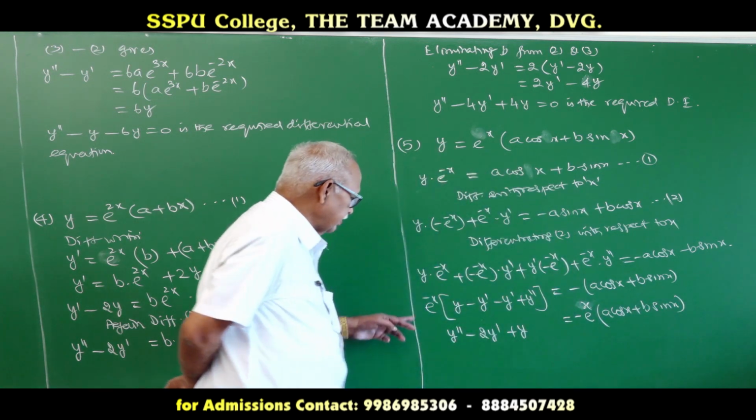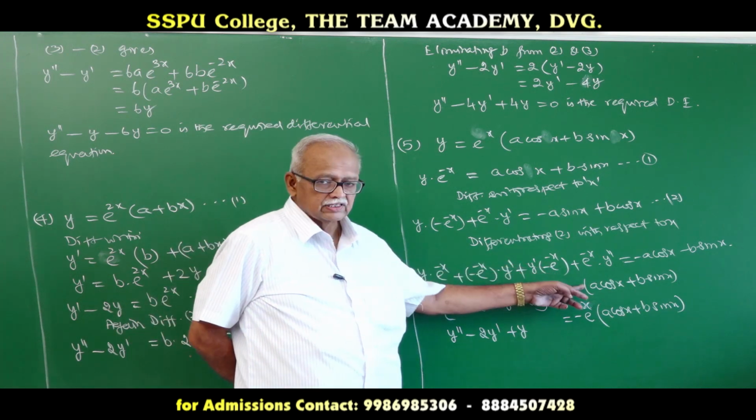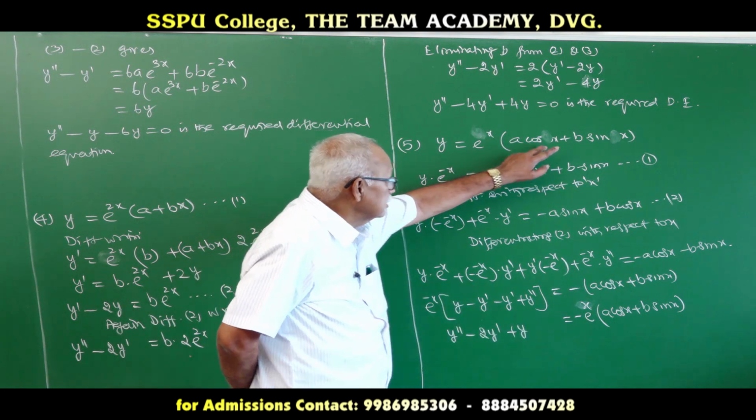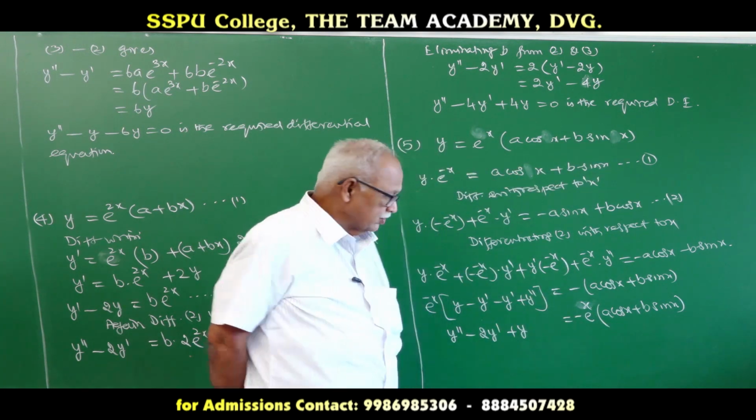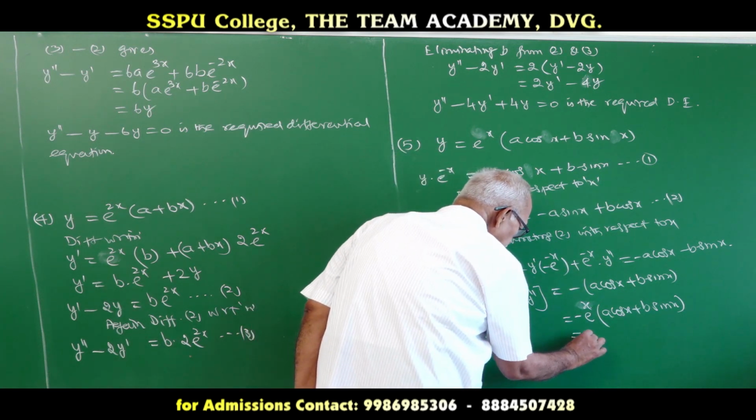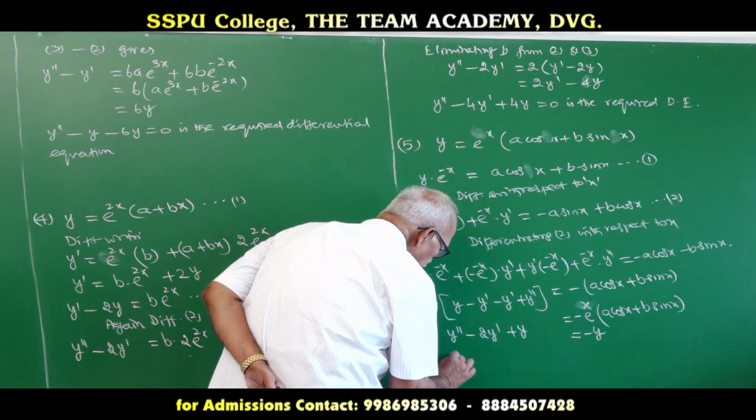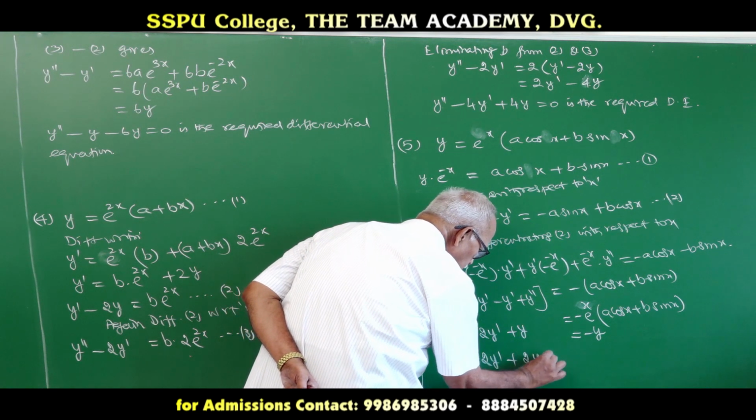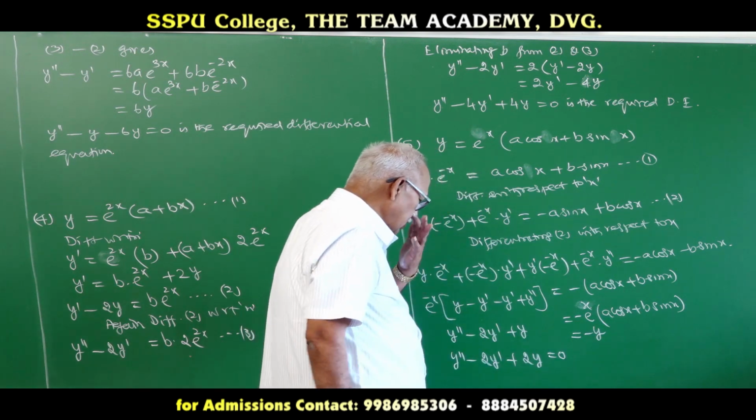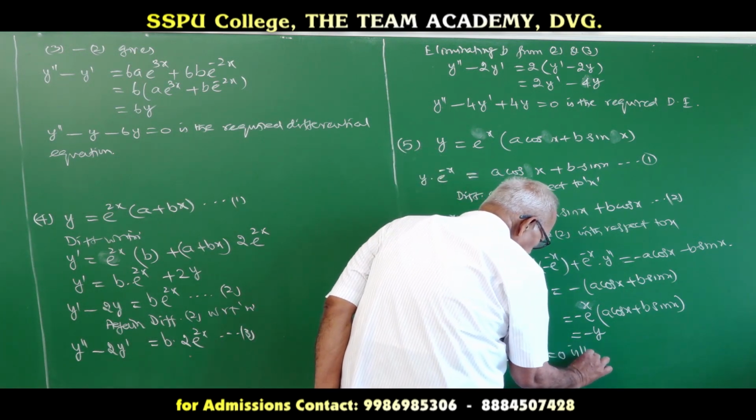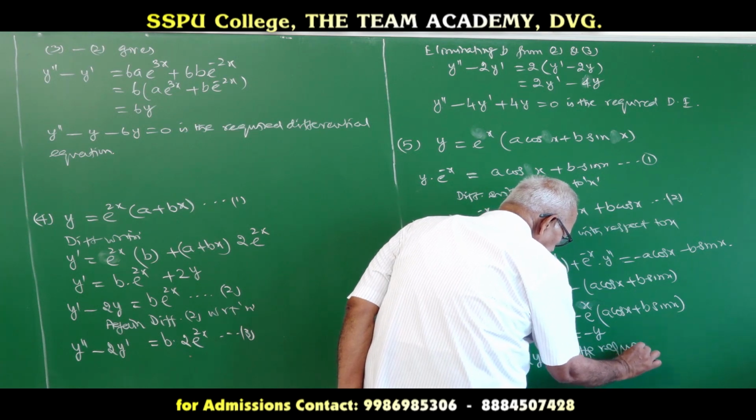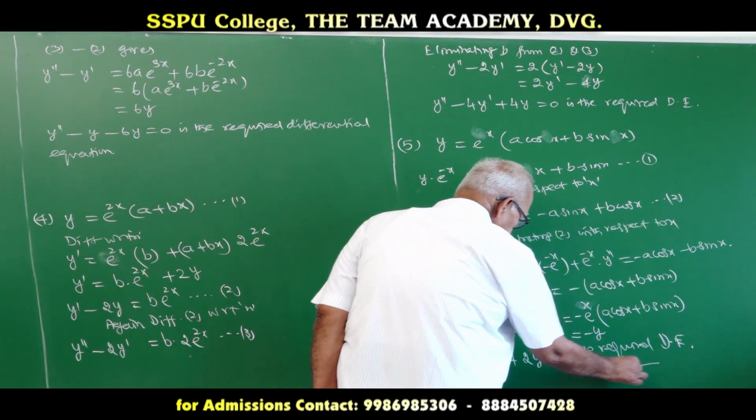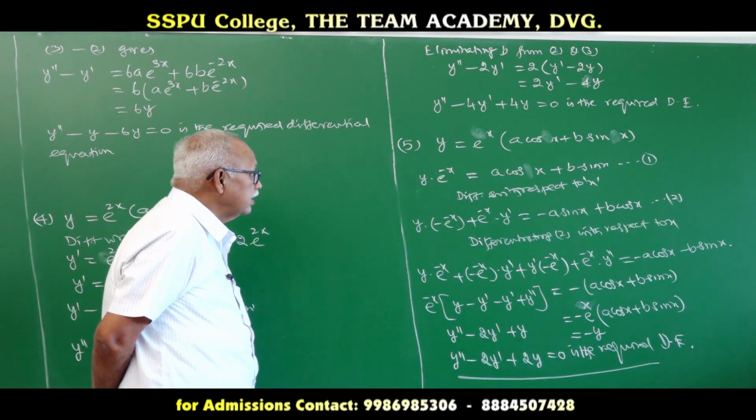So, do you understand this step? When e power minus x, you take it to the other side. Why we are taking it to the other side? Because e power x into a cos x plus b sin x is y. So, we can write this as y. So, y2 dash minus 2y dash plus 2y is equal to 0 is the required differential equation.